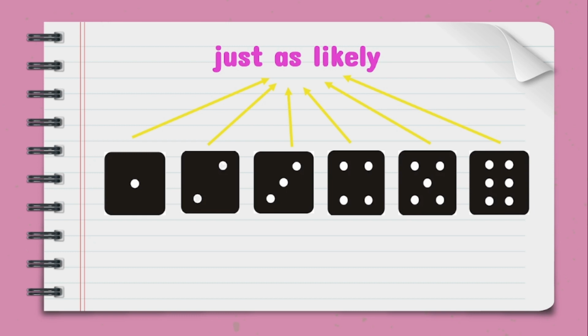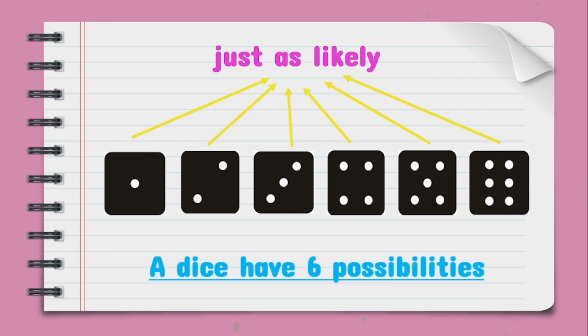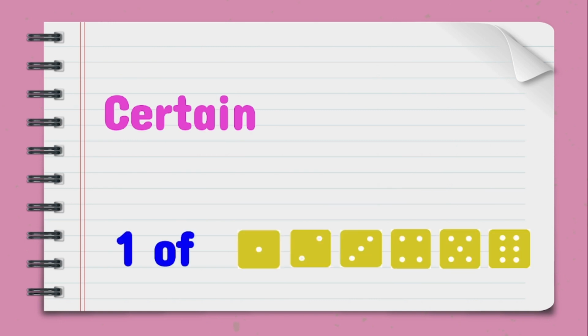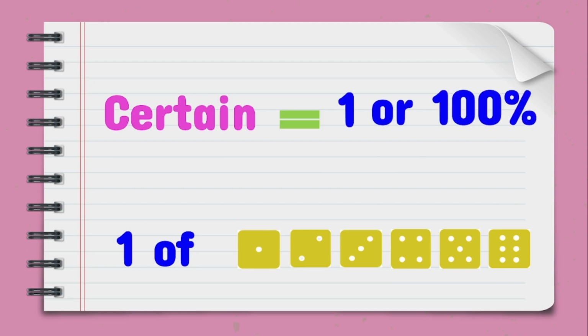But remember, with a coin toss, there were only two possibilities, heads or tails. With a dice, there are 6 possibilities, and that's going to make a difference in its probability. One way to think about it is that it's certain that one of those 6 sides will be facing upwards, which is a probability of 1 or 100%.